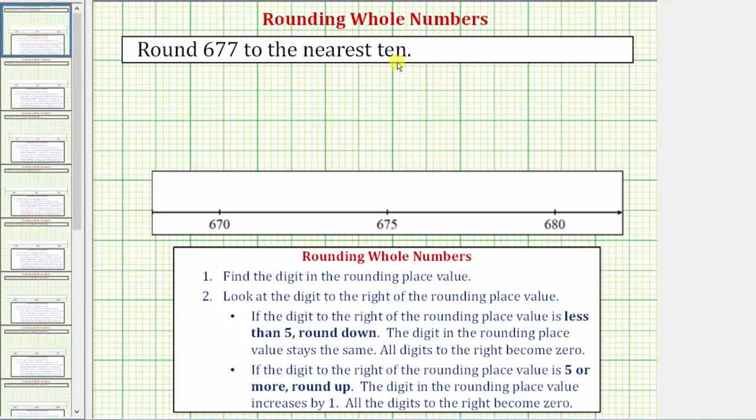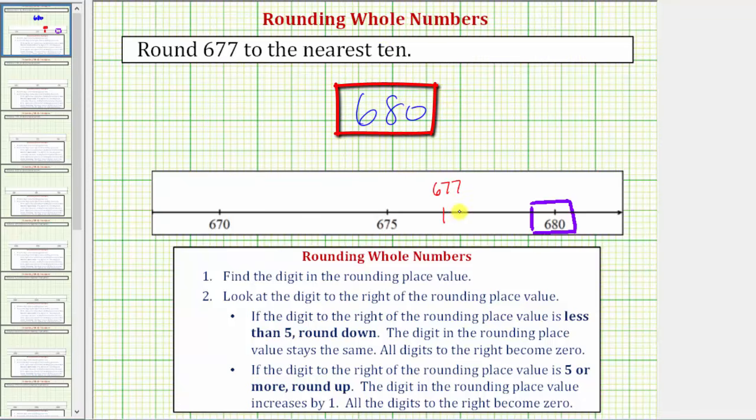So let's first use a number line. If we were to count by tens, notice how 677 would fall between 670 and 680. And now let's plot 677 on the number line. Notice how 677 would be approximately here. So to round 677 to the nearest 10 on the number line, we need to determine whether 677 is closer to 680 or 670. Well, we can see it's closer to 680, and therefore 677 rounds up to 680 when rounding to the nearest 10.